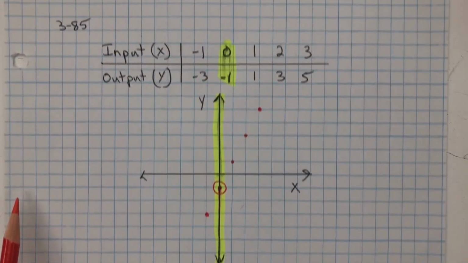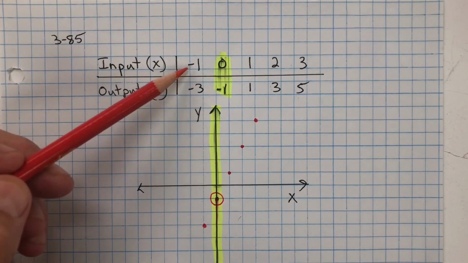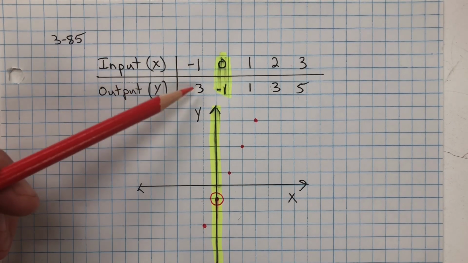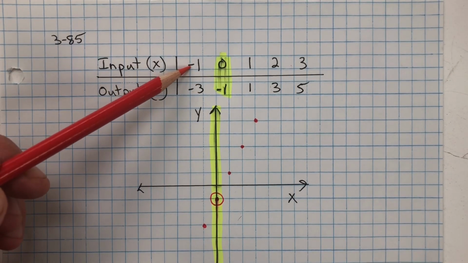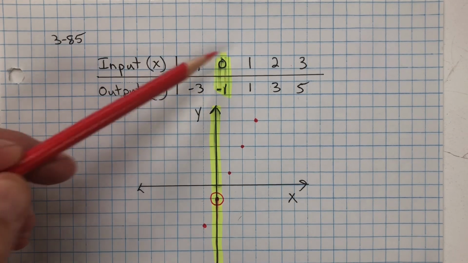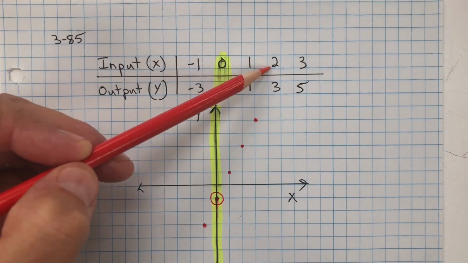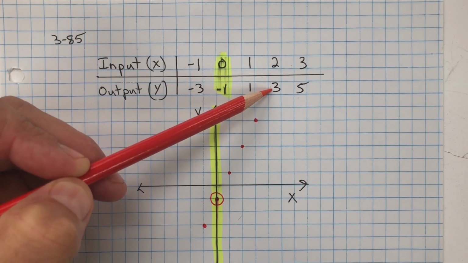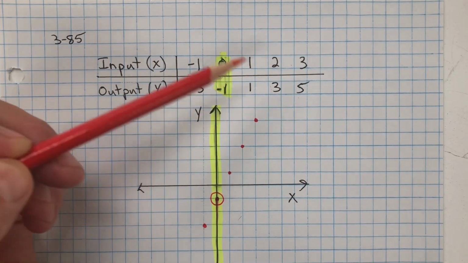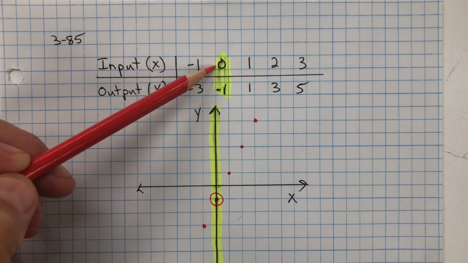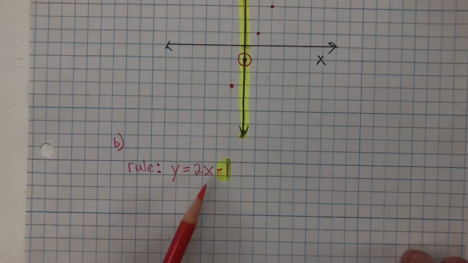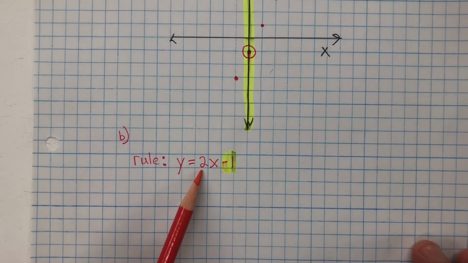Or we can also look here in the table. How did we go, what did we do to x to get y? Well, if we multiply it by 2, we'll do a positive value. 2 times 2 is 4, and then we have to subtract 1. 2 times 0 is 0, and subtract 1. And that's what we have here.